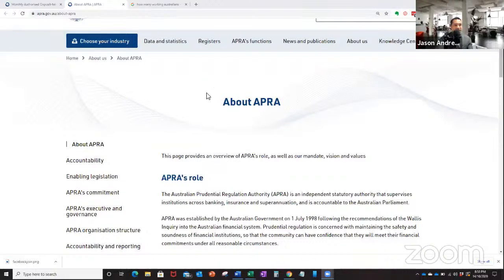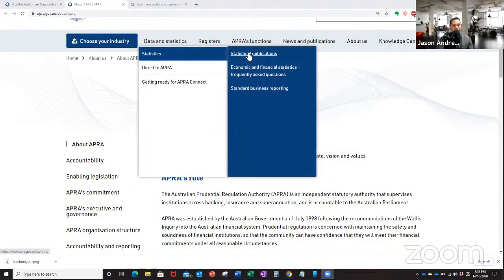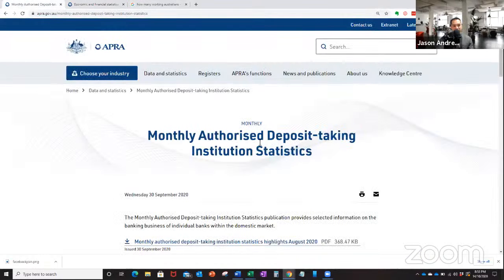If you like data like I do, I know it can be a little bit boring for some, but you can come in and get all these really cool statistics and publications, economic and financial statistics and business reporting. The one that I want to share with you today is called the Monthly Authorised Deposit Taking Institution Statistics. This is what all the banks report through to APRA, sharing with the organisation their deposits, their accounts, and how much they've got in loans outstanding, etc.